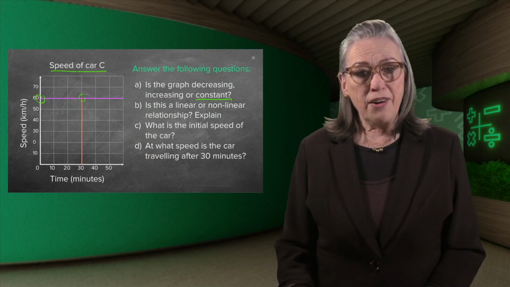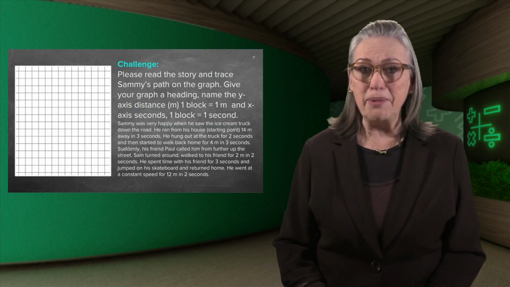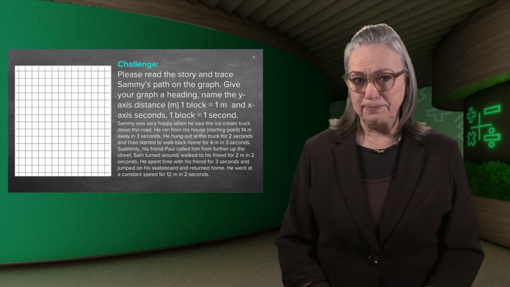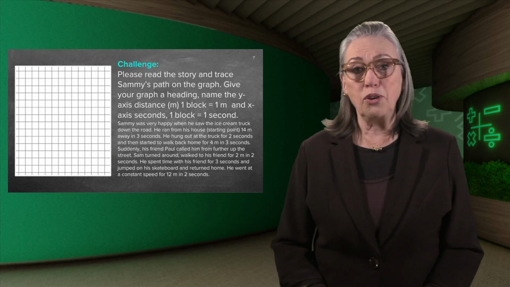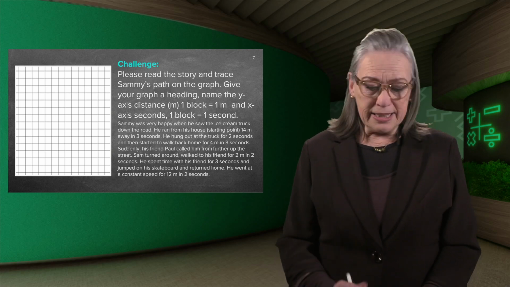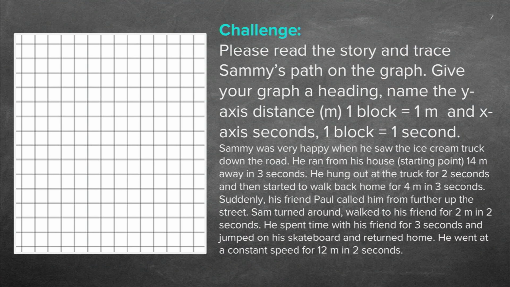Okay, right, now this is your challenge. Remember I said have your graph paper ready. Now this is a story, and then trace the path of Sammy's path. Give your graph a heading. So you're going to say Sammy's path. You're going to have your y-axis, so 1 block equals 1 meter. Your x-axis, 1 block will be 1 second. And this is the story.